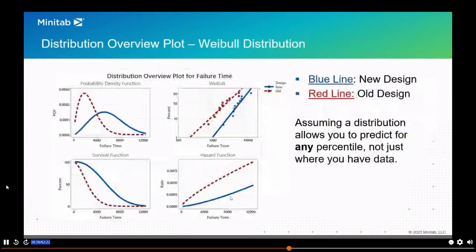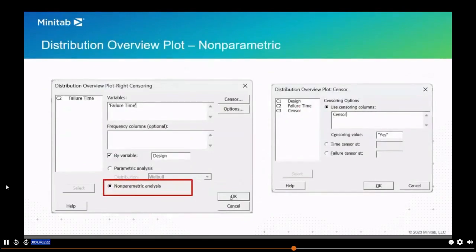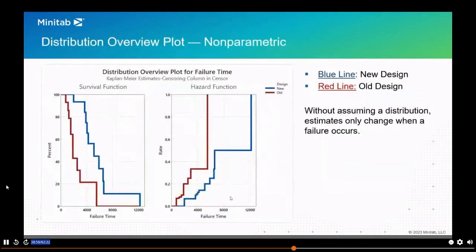So the instantaneous rate of failure is higher for the old design. Now, we can also look at the distribution overview just to contrast in a non-parametric way. We don't even have to assume a distribution. I can go back to the same dialog box and choose in the distribution overview that I want to do the non-parametric analysis. We get similar results.